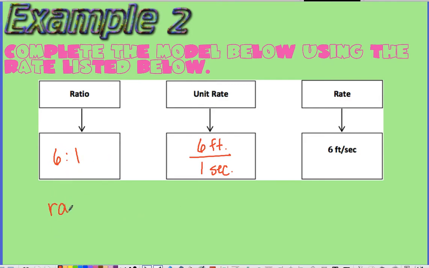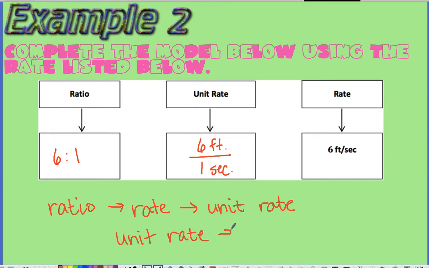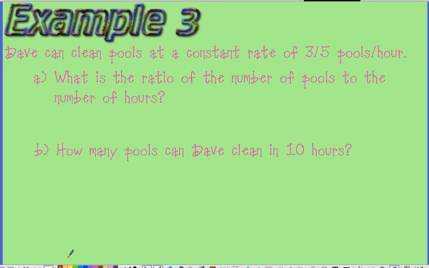I would not expect you to go straight from a ratio to a unit rate. I would say be able to go from a ratio to a rate to a unit rate. But you should be able to go from a unit rate directly to a ratio, as well as from a rate directly to a ratio. All right, so let's take a look at this and how we can use this.